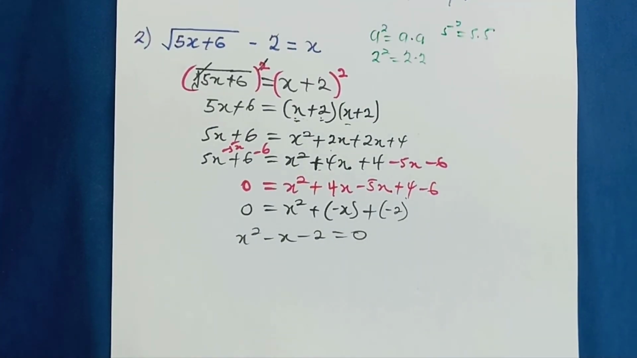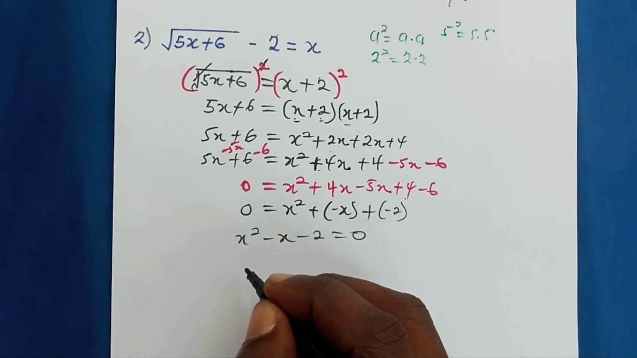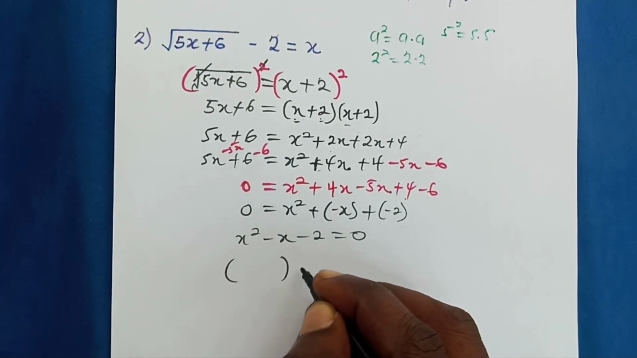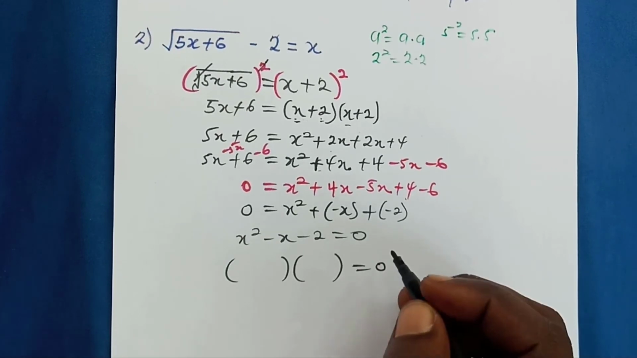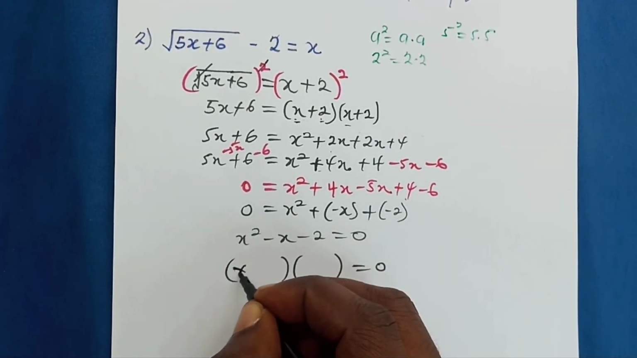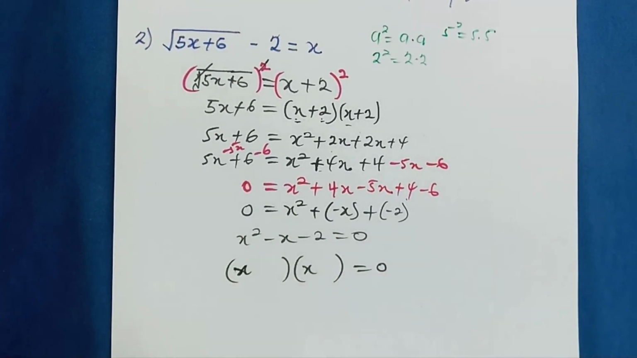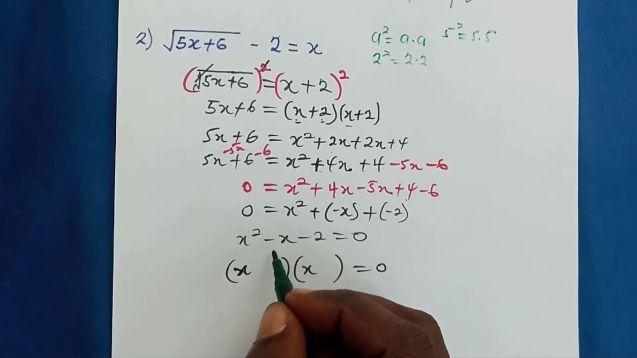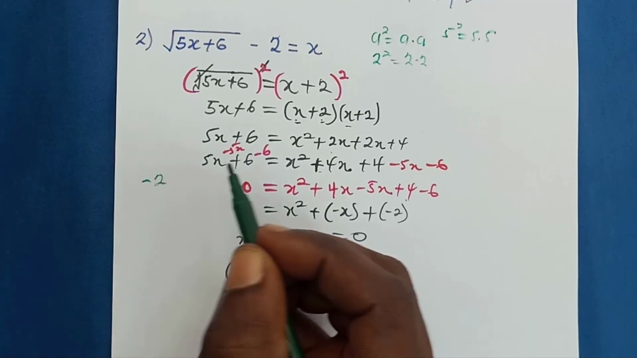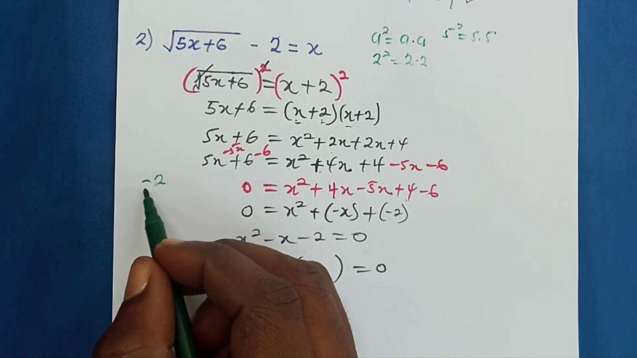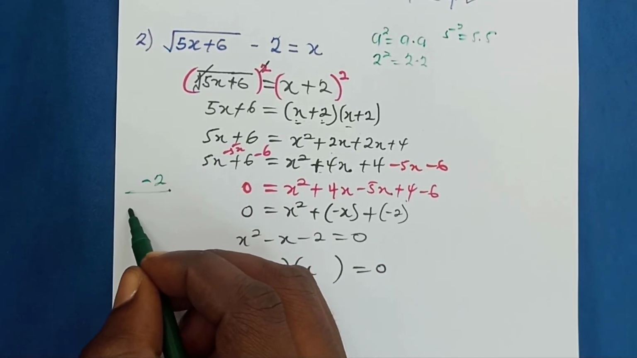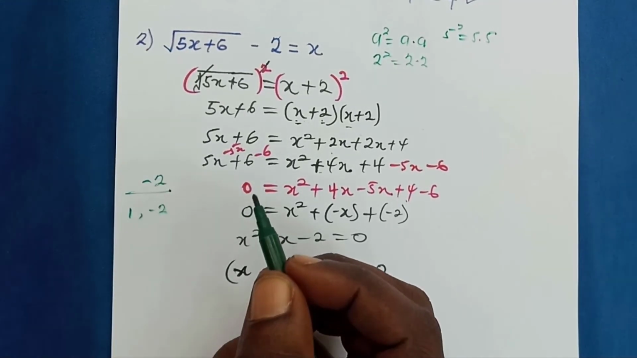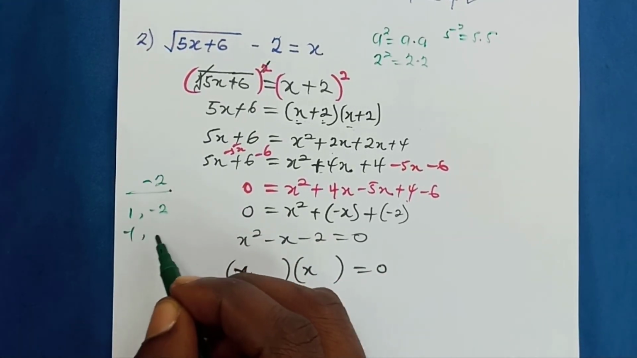So now we have a quadratic trinomial which we have to solve. So just have two brackets equal to 0, x, x. This is actually simple. The only thing you have to do is look for the factors of negative 2 that when you add or subtract, you get negative 1. Let's see what I mean. So we have negative 2. The factors of negative 2, we have 1 and then negative 2, or we can have negative 1 and 2.